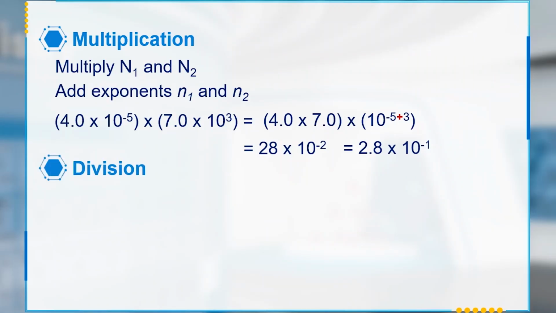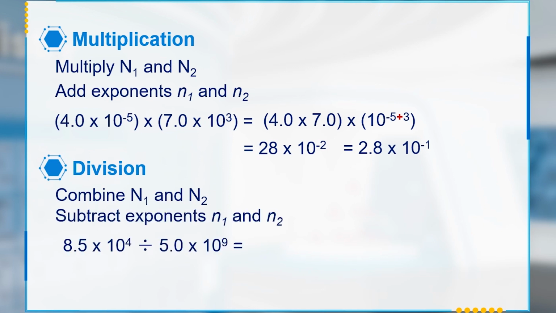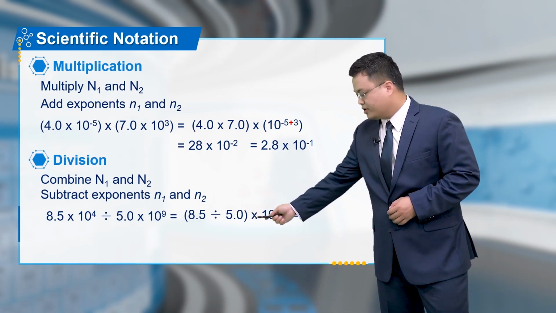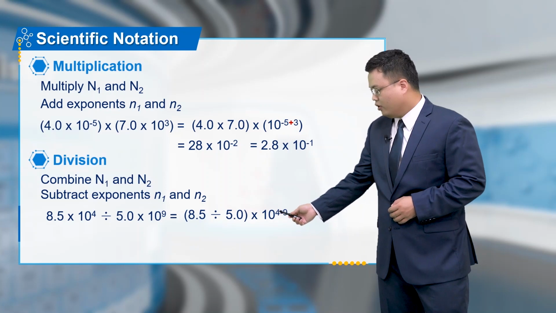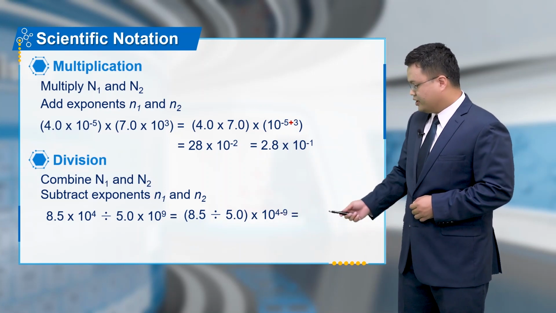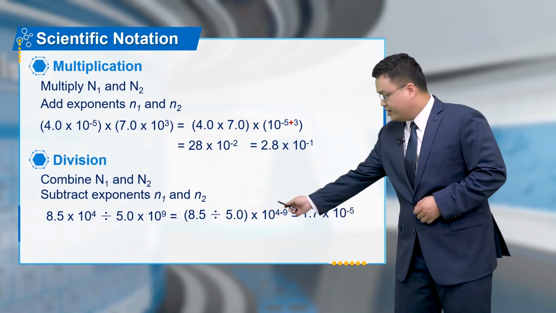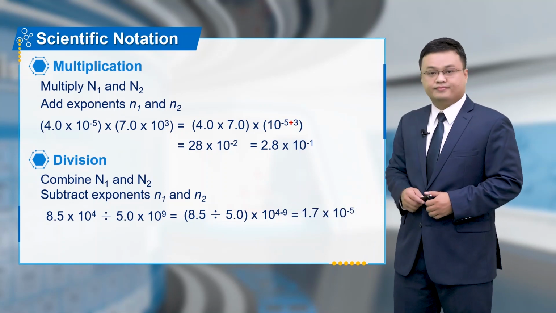For division, the first step is to divide n1 by n2, and then subtract the exponents. For example, 8.5 times 10 to the power of 4 over 5.0 times 10 to the power of 9 equals 8.5 over 5.0 times 10 to the power of 4 minus 9. And the result is 1.7 times 10 to the power of negative 5.